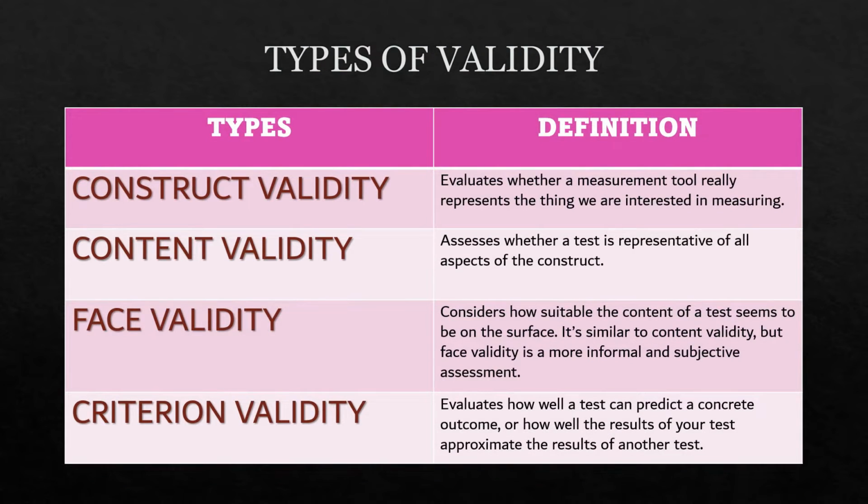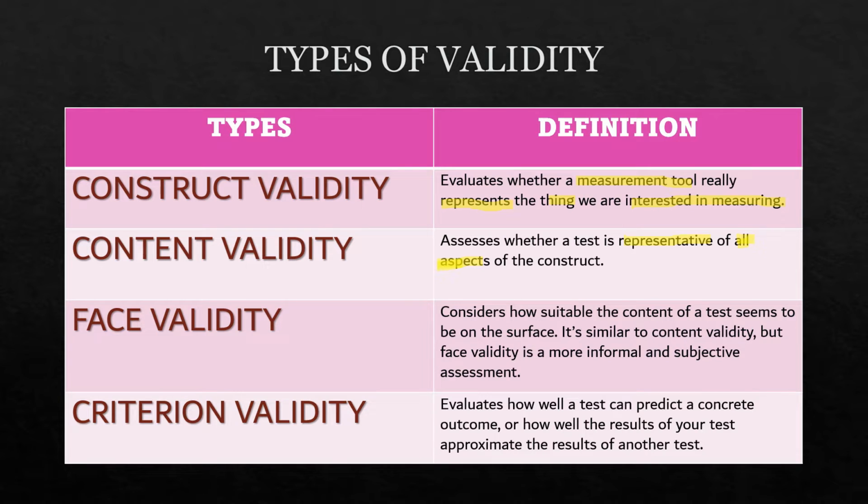So here are the types of validity. First, construct validity. It evaluates whether a measurement tool really represents the thing we are interested in measuring. So construct validity talks about the measurement tool. Content validity assesses whether a test is representative of all aspects of the construct. So when we talk about content validity, it talks about all aspects in our construct.